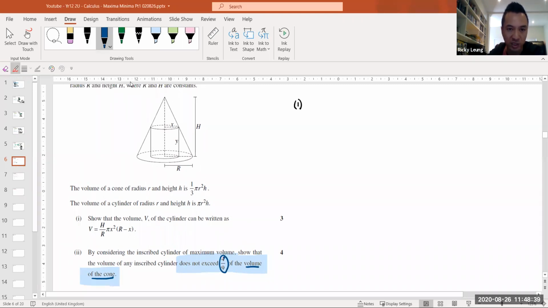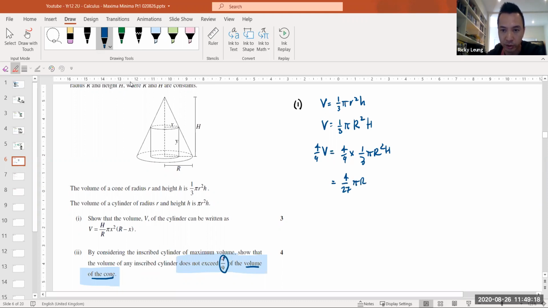Now, the cone's volume is fixed. The volume of a cone, using this formula, is 1/3 pi r squared h, right? So I know in this case it's going to be 1/3 pi, now the radius is capital R and then capital H, right? So if I take 4/9 of this, multiply 4/9 by this 1/3 pi R squared H. That gives me 4 on 27 pi R squared H.